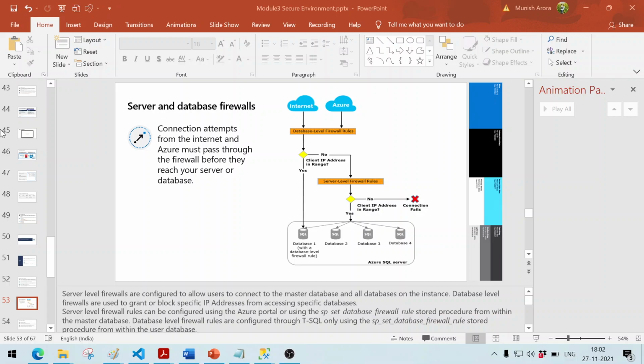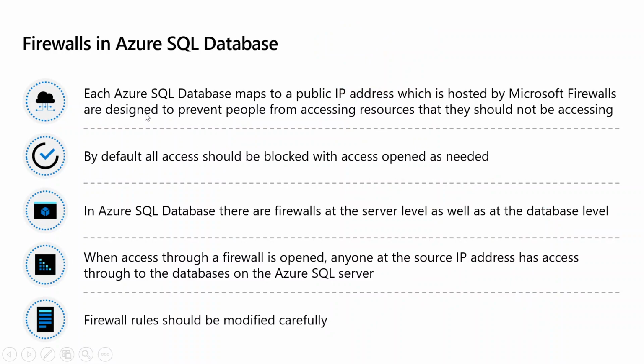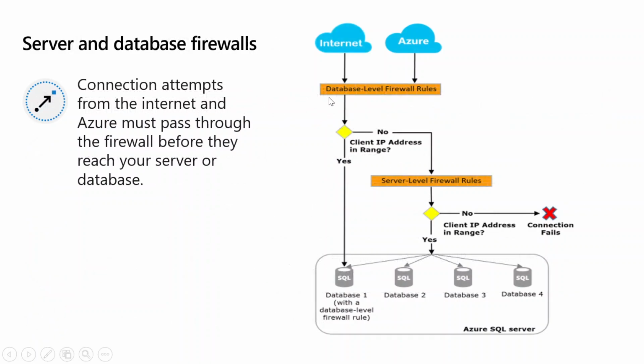So let's have a look at server and database firewalls. Here is how the firewall works: whenever we connect using the internet or Azure, it checks the database firewall rules. It checks at the database level first, and if the IP is within the range, it allows it. Otherwise, it will check the server level firewall rules.